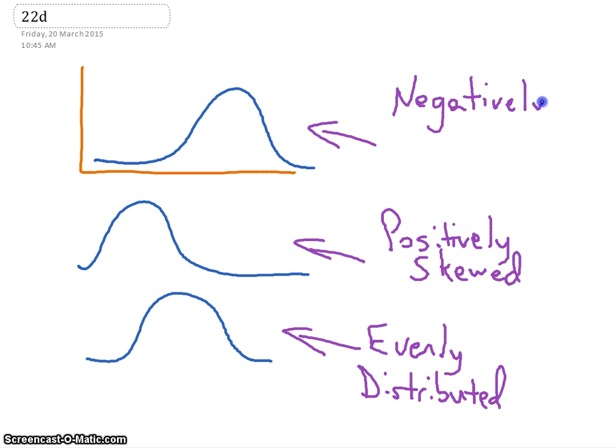The top one takes longer. This one is negatively skewed. Now, obviously you look at that and go, that's backwards. Anyone think it's not backwards?